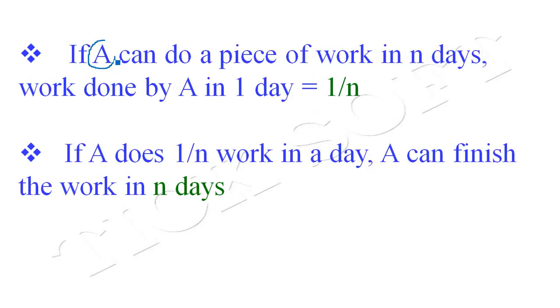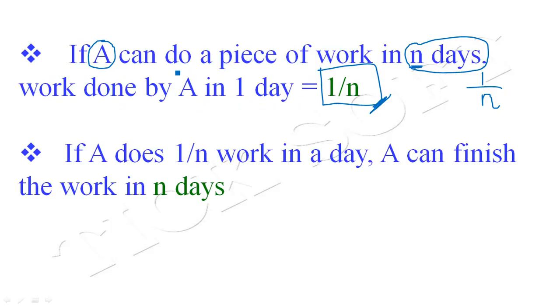Here listen, A represents a person. So, if a person can do a piece of work in totally n days, then his 1 day work, that is work done by that person in 1 day, will be equal to 1 by n, because he took totally n days. So, out of n days he can finish only 1 day's work in only 1 day. So, therefore, work done by that person in 1 day will be equal to 1 by n.